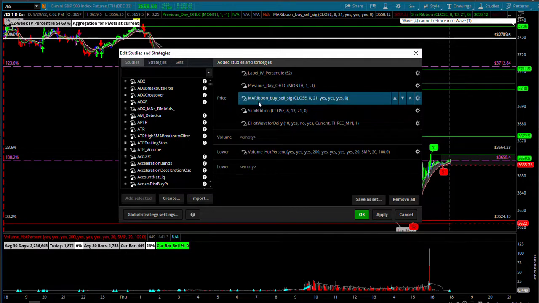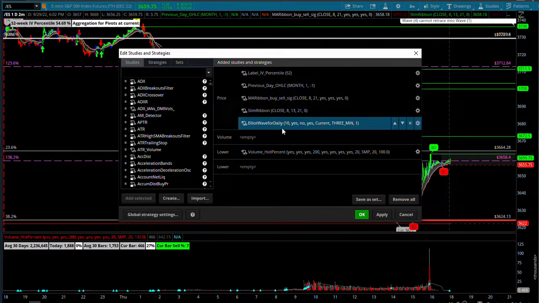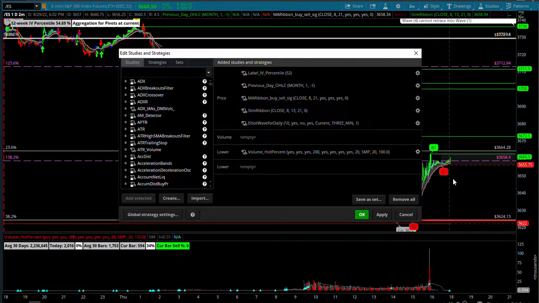So I have two of them on there, and then I have the Elliott wave on my daily. That's my upper stuff right here, and it gives me these numbers and a count. It's a little bit different than what Johnny uses, but it's the one I found on the internet, so I'm using that one currently on this chart.